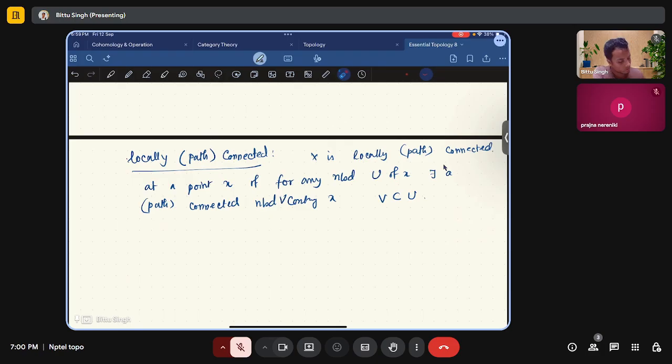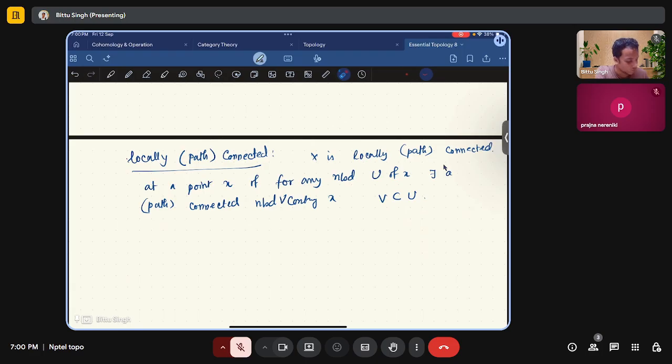Okay, so take the point X and take any arbitrary neighborhood U. There are some connected neighborhoods. So U may not be connected. It can have two different parts. This is one part and this is another part. But there exists some connected neighborhood inside this U.